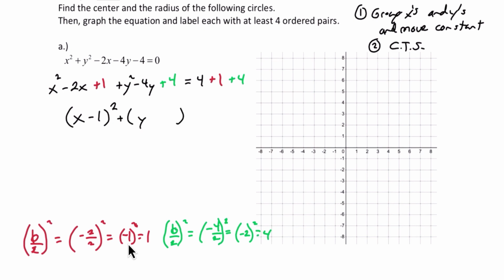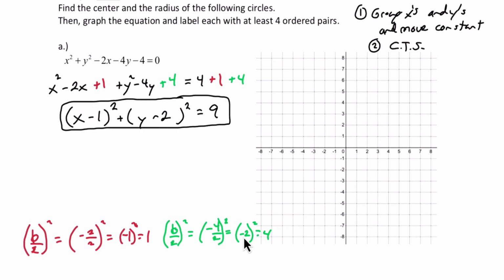With the y's, we can factor it as y something squared. That something is always b over 2. In this case, b over 2 is -2. And that's equal to 9. Notice what we have now is in standard form. Once you have standard form, we can relatively easily find the center. That is 1, 2. Then the radius is the square root of 9, which is 3.